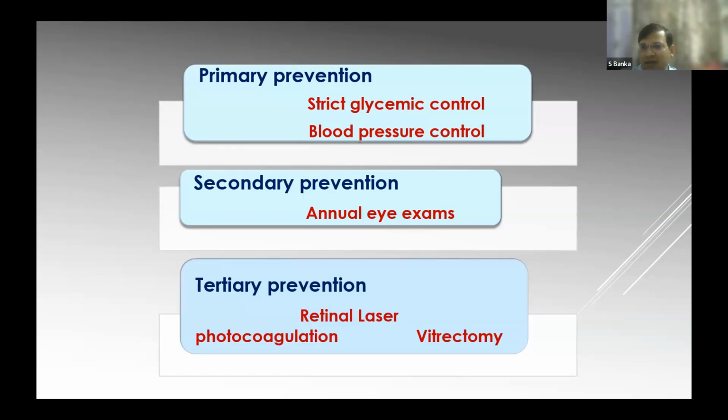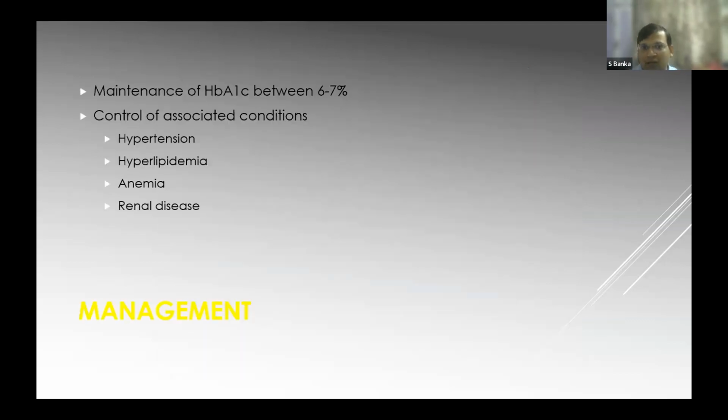Secondary prevention can be done by annual eye exams, the schedule for which I'll be discussing later in my upcoming slides. And definitely the tertiary prevention of loss of vision due to diabetic retinopathy is with the help of the surgical treatments or laser treatments which we do for these patients. The management of diabetic retinopathy depends upon maintenance of HbA1c between 6 to 7% and control of associated conditions like hypertension, hyperlipidemia, anemia. All these conditions, or renal disease also, they speed up the process of getting diabetic retinopathy.